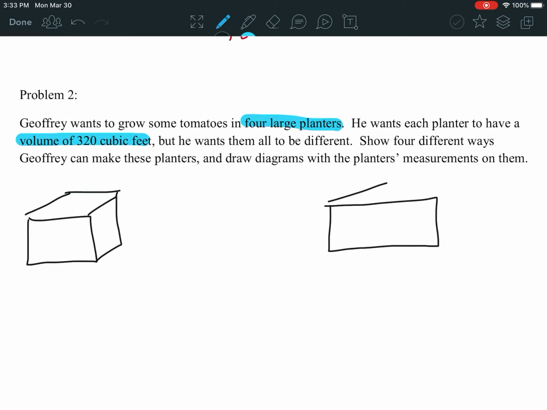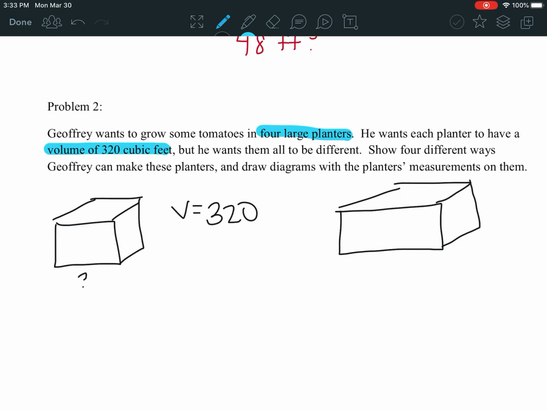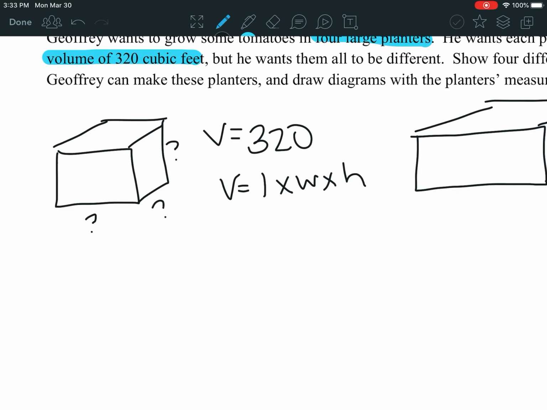And here is another planter, and I drew them a little bit differently since they're supposed to be different measurements. And we're looking at the number 320 because our volume for both is 320. And I don't know what my length is, I don't know what my width is, and I don't know what my height is. That's what I have to solve. And when we solve for volume, that's equal to length times width times height. And we know that the inverse of multiplication is division.